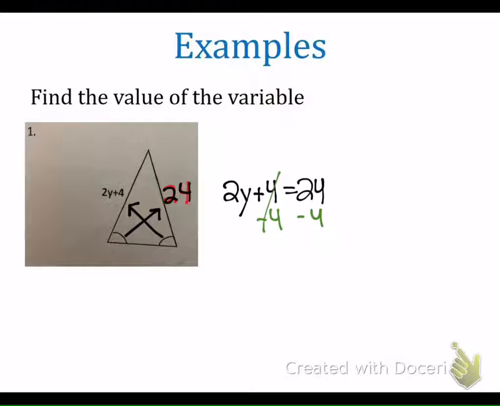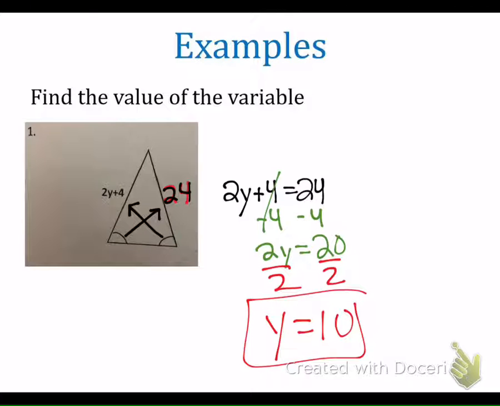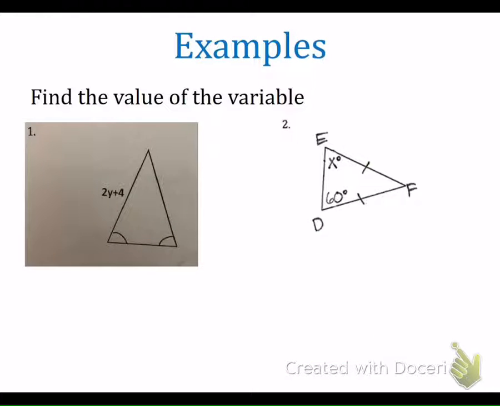And then I can solve. Subtract 4 from both sides. And then divide by 2. And what do you get y to equal? 10. Good. What are your questions so far? All right, number 2 just popped up there. So what do I know in number 2? I'm given that these sides are congruent. So I know that the angles across are also congruent. X equals 60. Is there anything I need to solve? No, it's already done. The x is already isolated. You're good to go. Questions on 1 or 2?